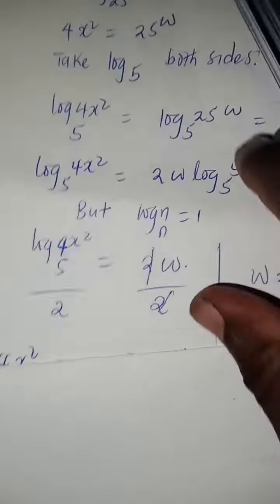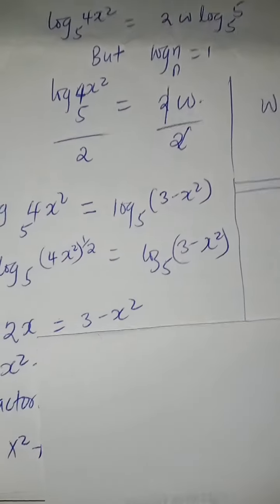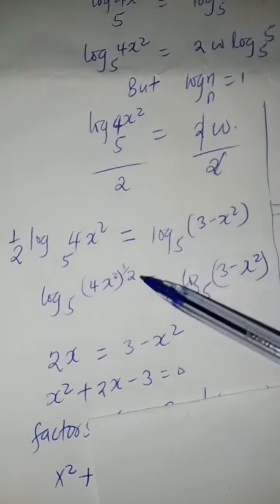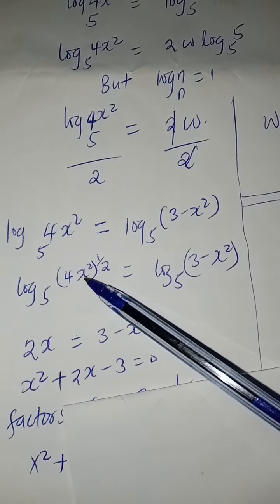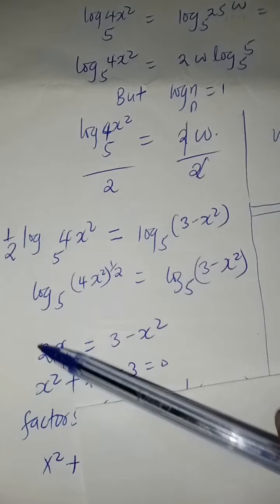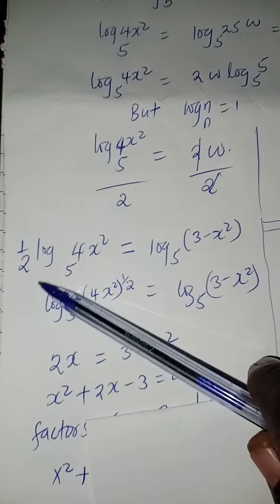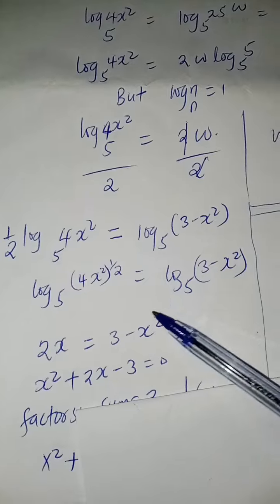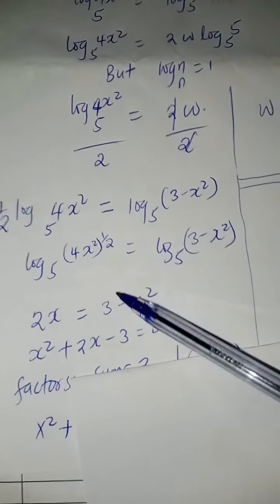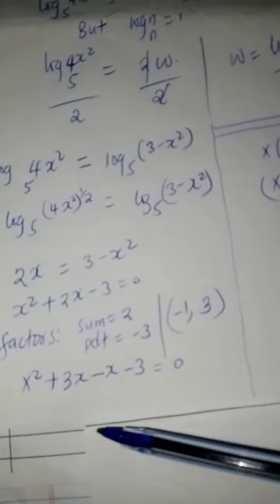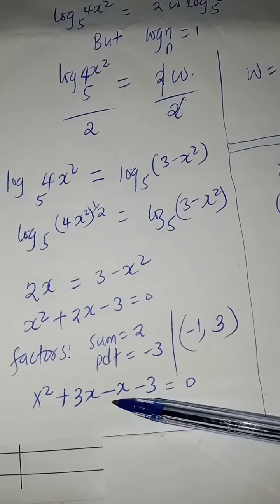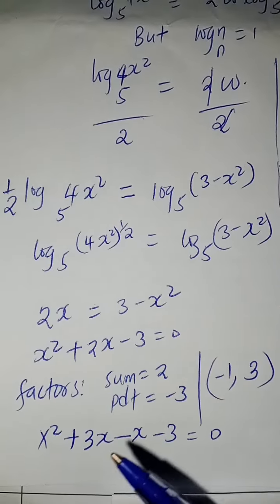So now let's substitute in the whole equation. So what do we have here? This is what we have. This is out of 2, so it becomes a half. When we move it to the other side, it becomes to power a half, so it becomes square root. And from there we get a quadratic equation.